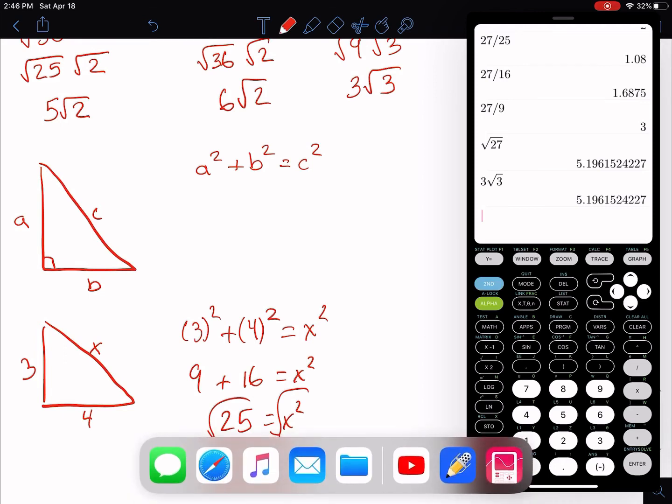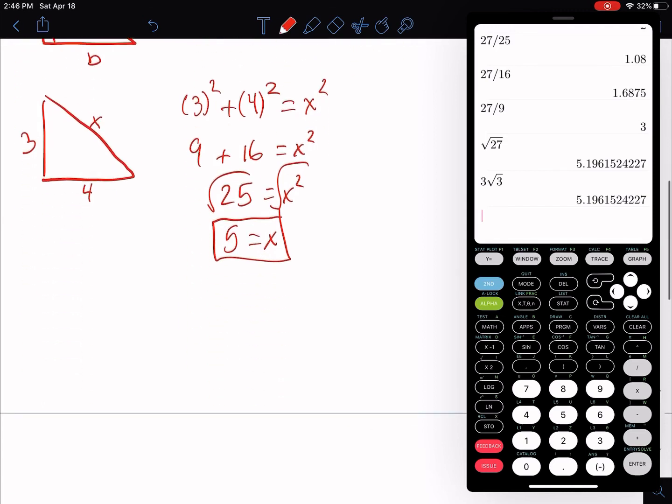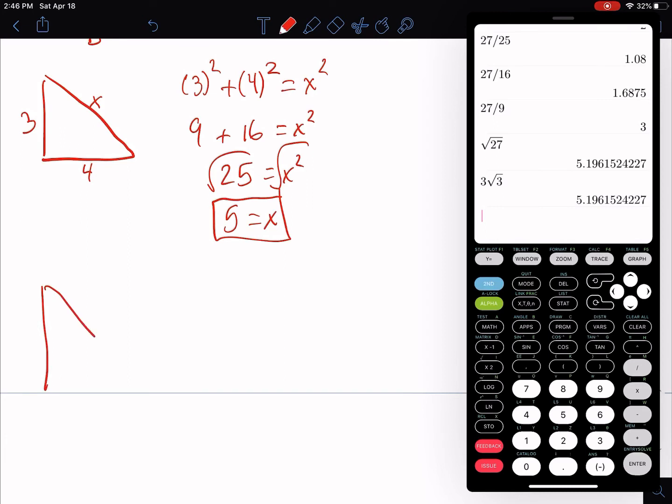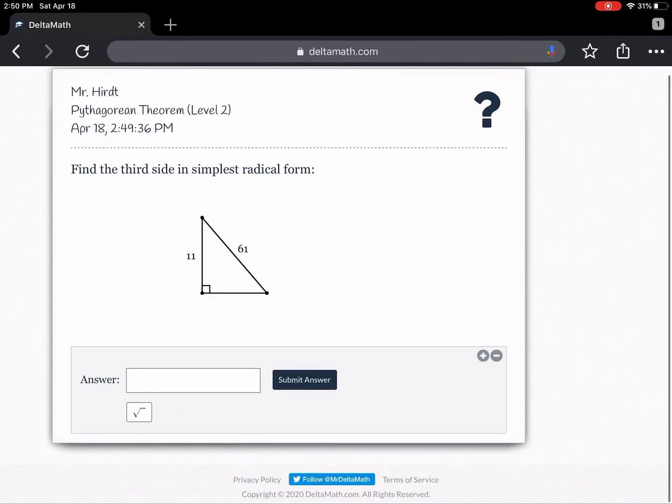But now the question becomes, what happens when I have something that doesn't work, right? What happens when I have something that simply doesn't get me a perfect square like 25? What happens when my right triangle isn't a perfect square? So let's see. All right, ladies and gentlemen, this is a Delta Math question that we could be presented with. We've got a right triangle here with side 11, hypotenuse 61, and we don't know the bottom part of that triangle. And we're going to be asked to find that third side in simplest radical form.